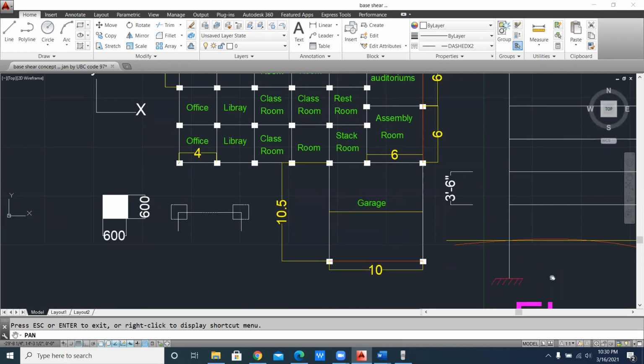In order to reduce the thickness of the slab, we normally provide the secondary beam. Okay, so this is for the base calculation for the seismic shear. Now, what we are doing.